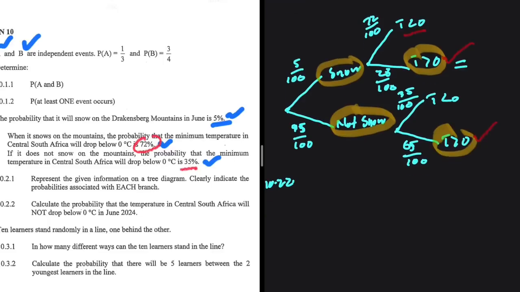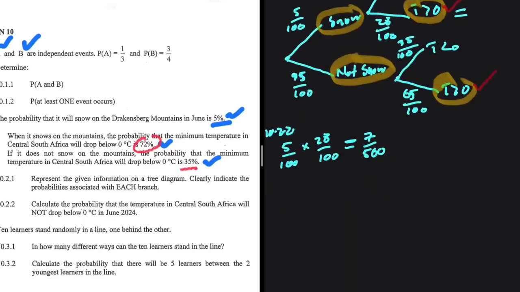In order to find the probability of the temperature being greater than 0 when it has snowed, we have to multiply the probability of snow and the corresponding probability of the temperature being greater than 0. So we have 5 divided by 100 multiplied by 28 divided by 100. When we go up the branches, we multiply, and when we go down, we add. This is equal to 7 divided by 500.